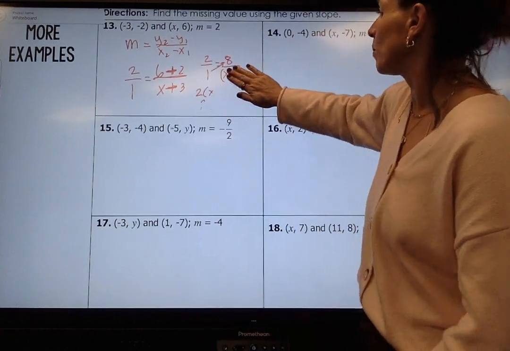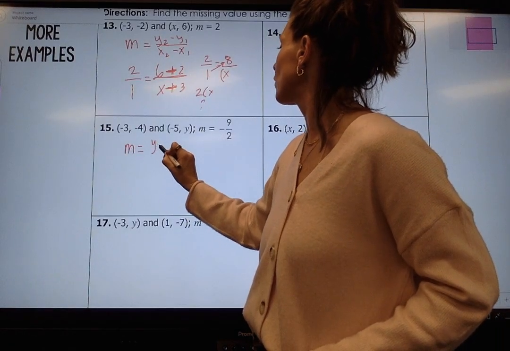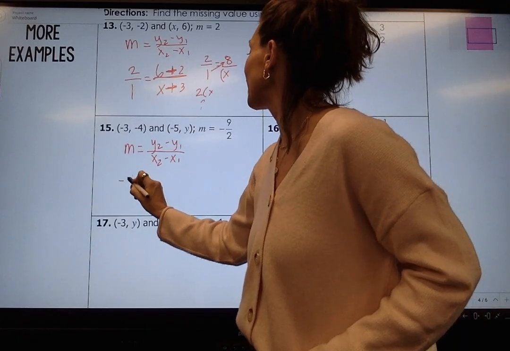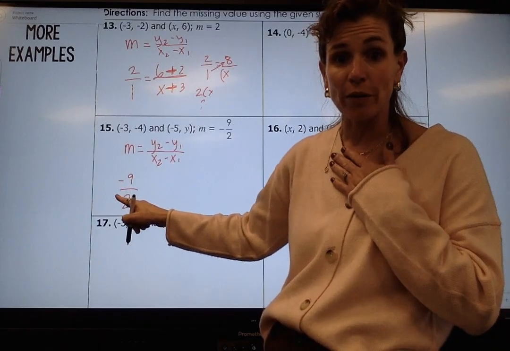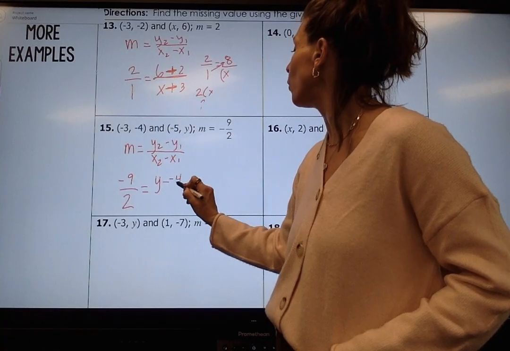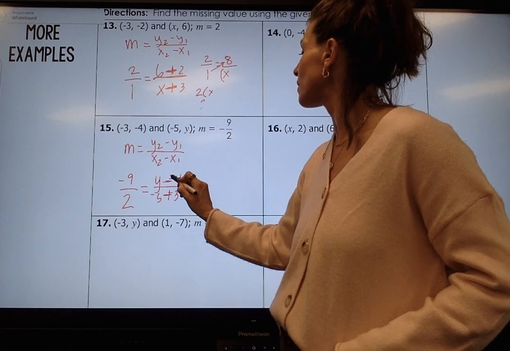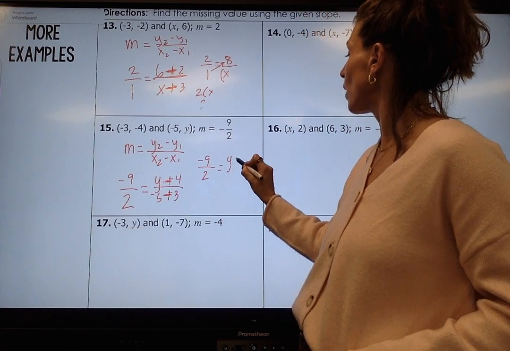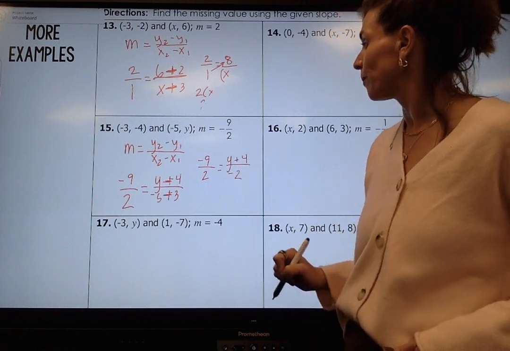Let's look at number 15. So m equals y2 minus y1 over x2 minus x1. I get negative 9 over 2. I'm going to keep that negative on top of my numerator so I don't get lost. So negative 9 over 2 equals y minus a negative 4 over negative 5 minus a negative 3. Positive and positive. And now my ratio is negative 9 over 2 equals y plus 4 over negative 5 plus 3, which is a negative 2.